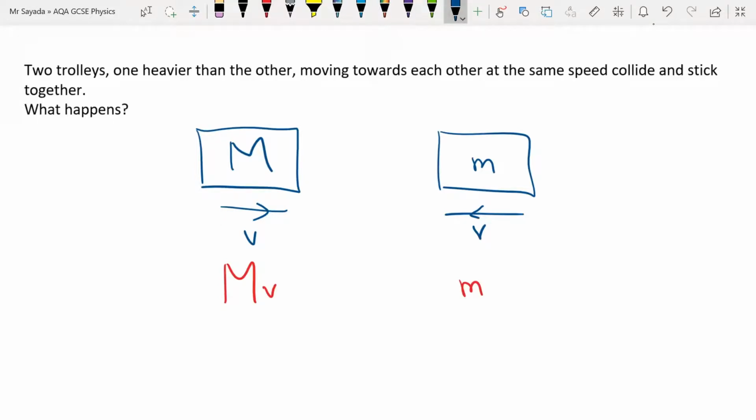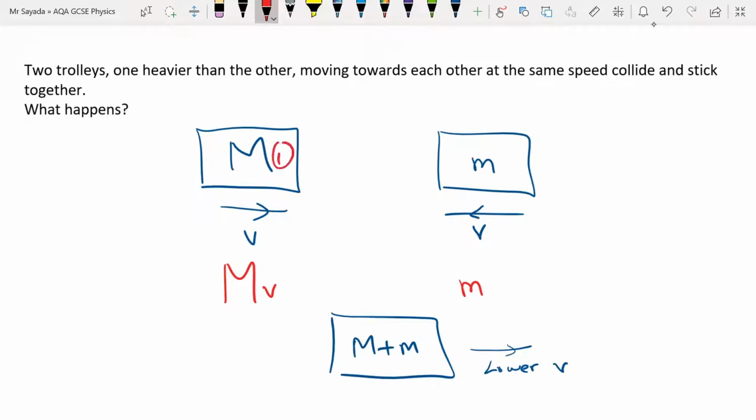So when they stick together afterwards, you're going to have one big trolley combination with a mass of big M plus little m, but it's going to carry on moving in this direction, at a lower velocity than trolley 1 had at the beginning. So trolley 1 dominates because it has a bigger mass. The overall motion will carry on in the direction that trolley 1 was originally moving in because it's heavier, but it will slow down so that momentum is conserved.